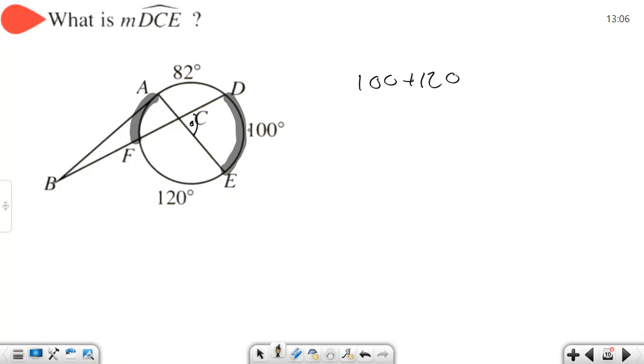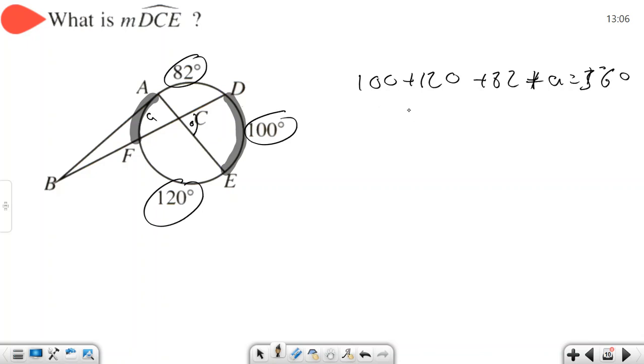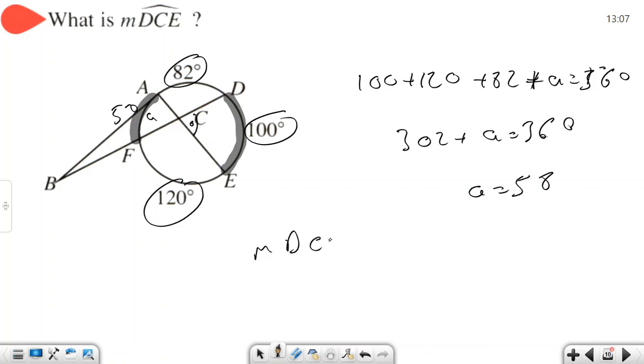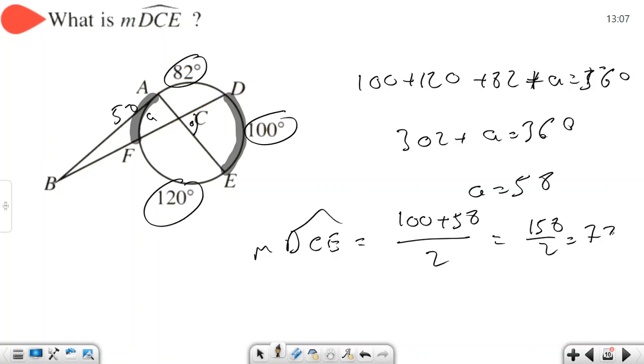100 plus 120 plus 82 plus, let's say this is A, equals 360. 302 plus A equals 360, A equals 58. Now we found A. Now I know that's 58. How can I calculate the measure of DCE? It's equal to 100 plus 58 divided by 2. That's equal to 158 divided by 2, which is 79. It's equal to 79 degrees.